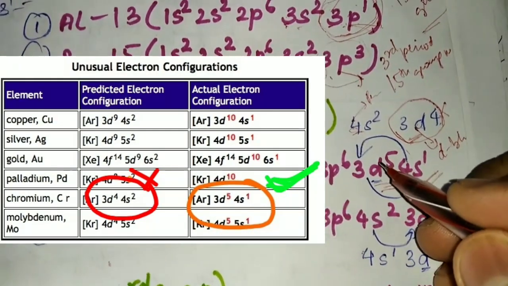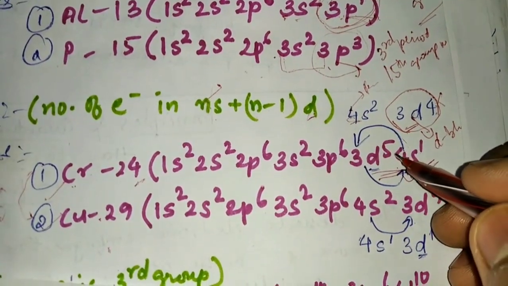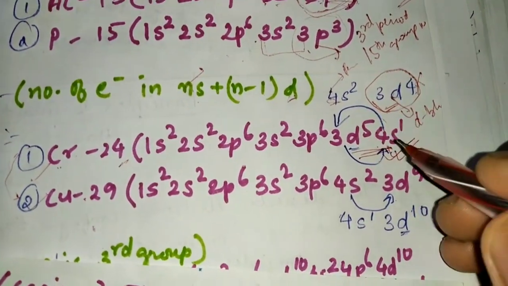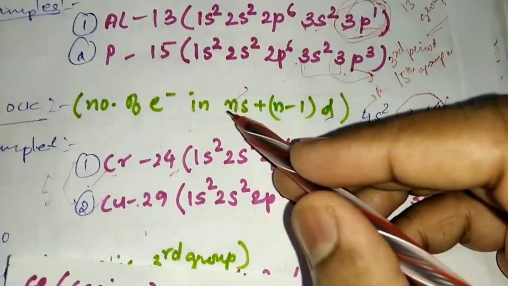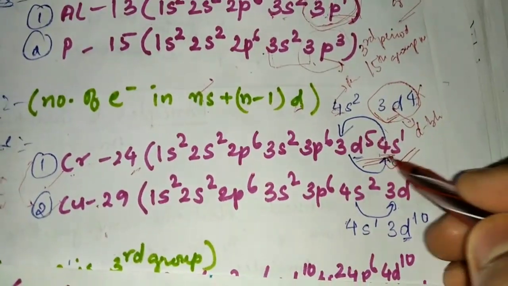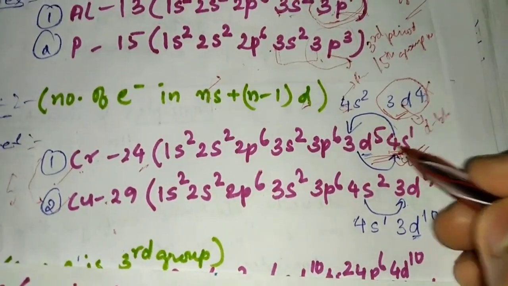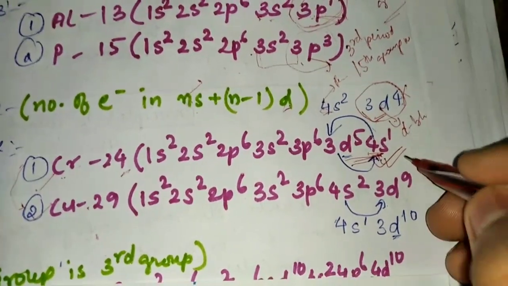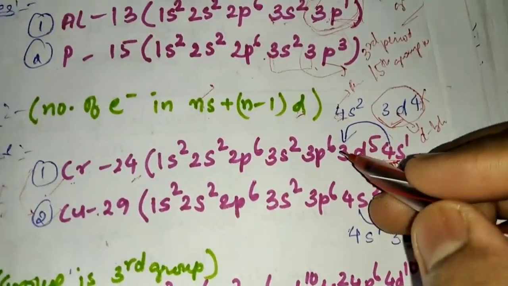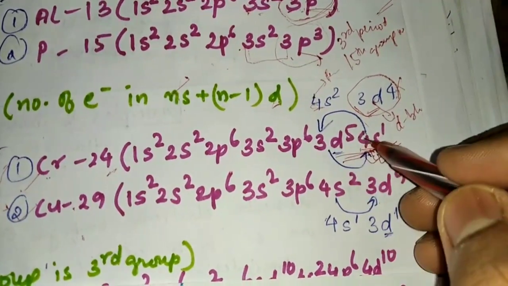So now, how to find the period number? Already I told you the maximum nth value is 4 here, so 4 is the period number. How to find the group number: we should do ns. Check the ns value here. The highest one is 4, so it is 4s. 4s is having 1 electron. So 1 electron plus (n minus 1)d. So n minus 1, that is 4 minus 1, is 3.